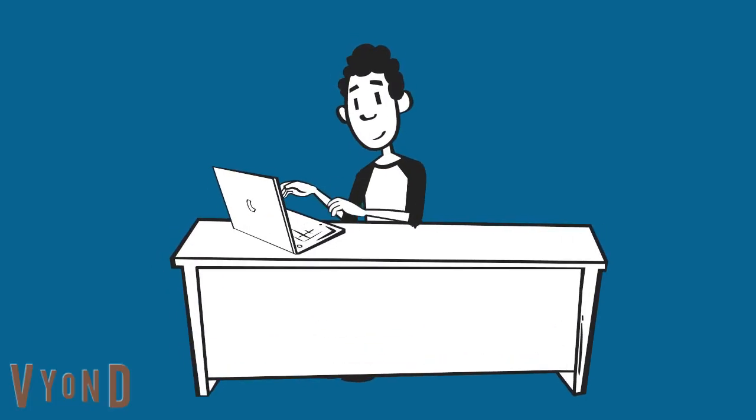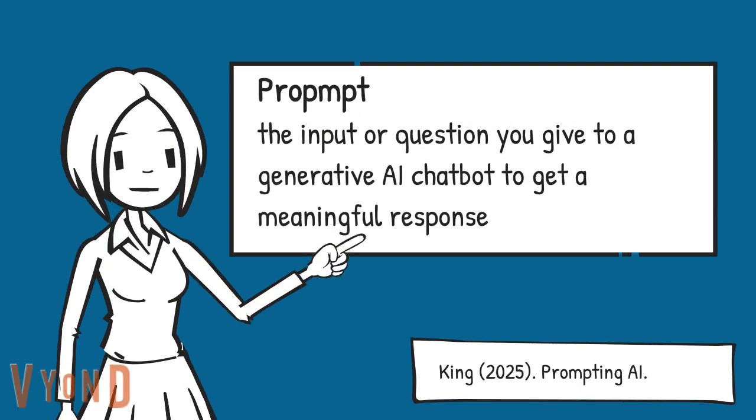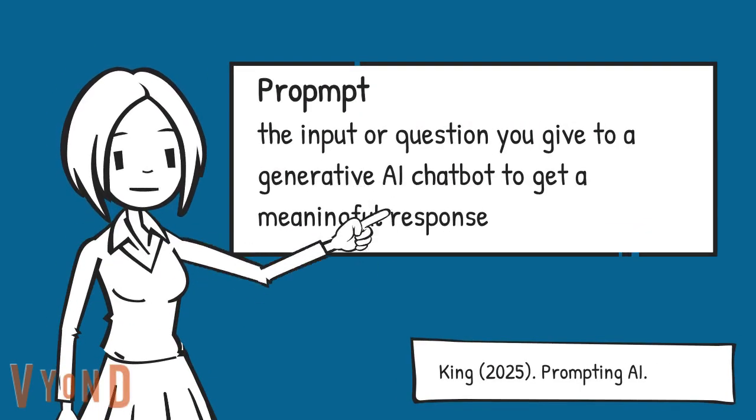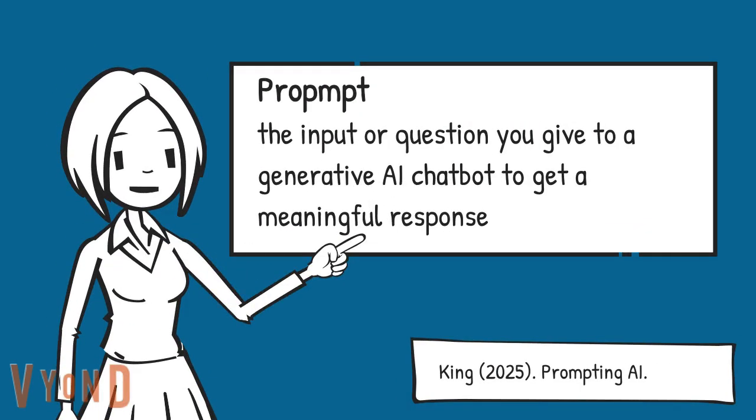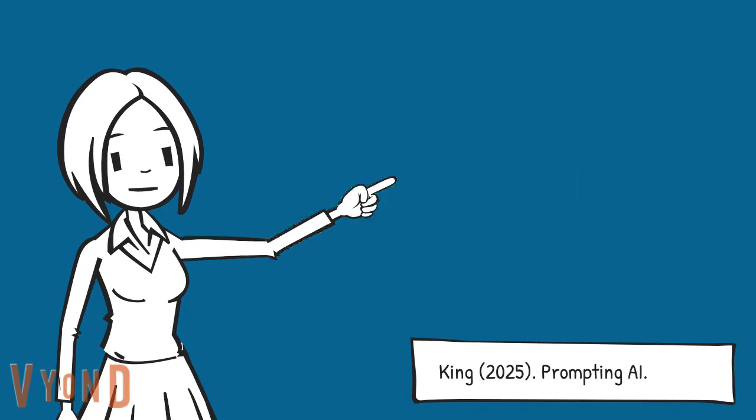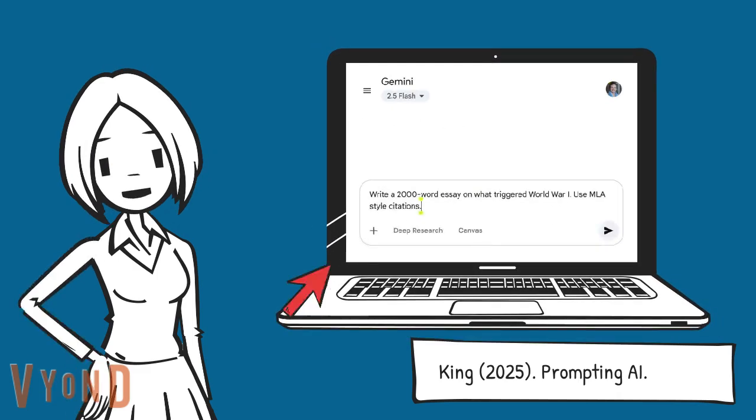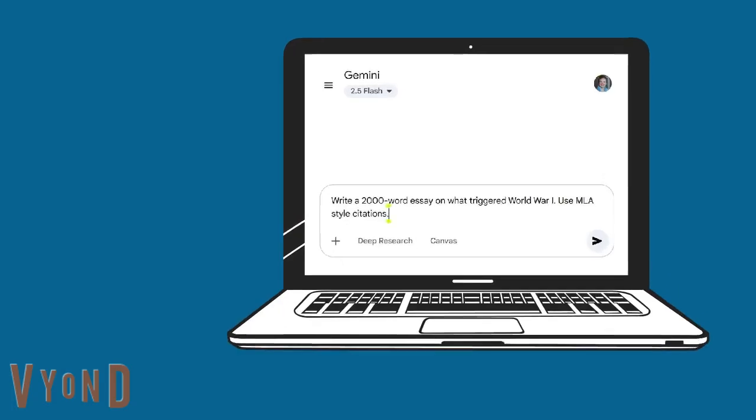End users interact with Gen AI tools using prompts to create text and other media that appear to be created by humans. A prompt is the input or question that you give a generative AI chatbot to get a meaningful response. A prompt is basically a computer program that you write with your everyday words and grammar to get the computer to create what you want it to.